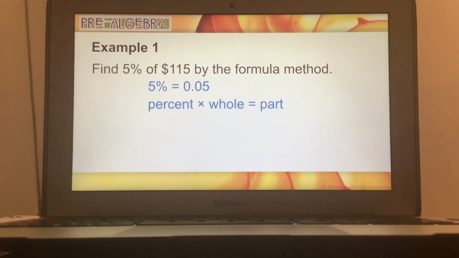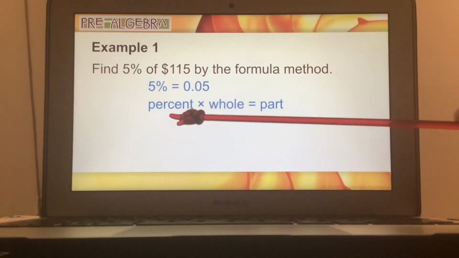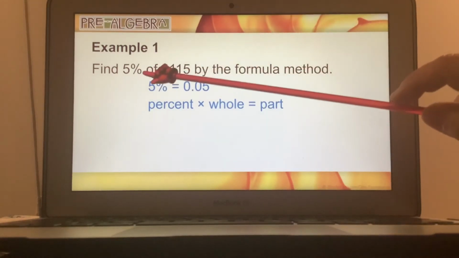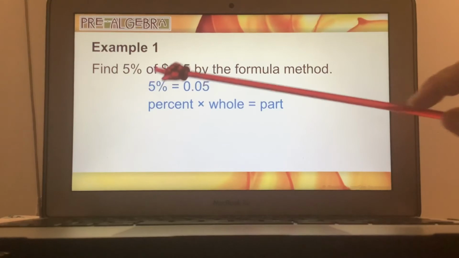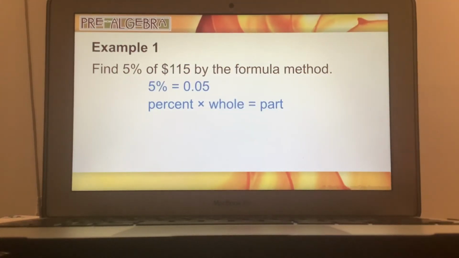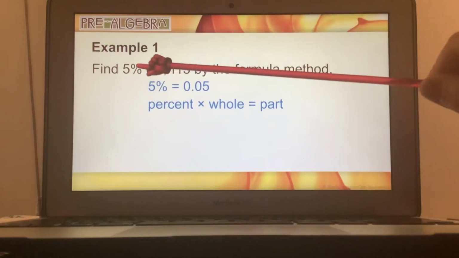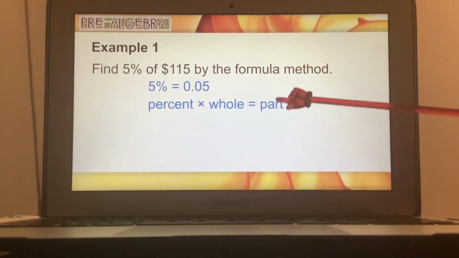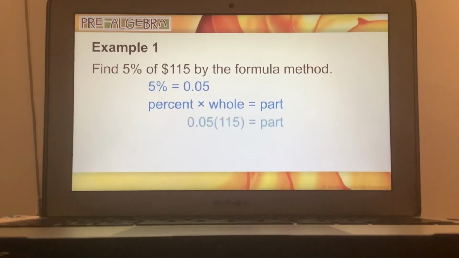Then the percent, 5% times the whole is equal to the part. That's our formula. So we have 5% of $115. Of means to multiply. So when you plug in your numbers, 5% of the whole, $115, is going to give us the part. And so there we have our formula.